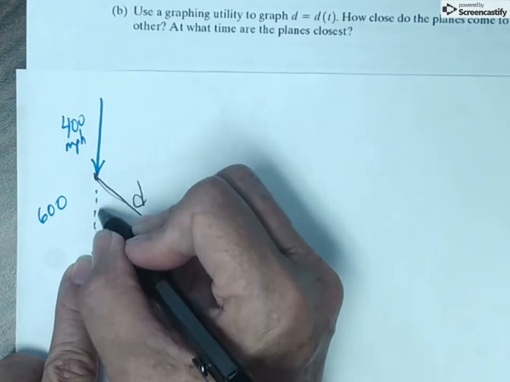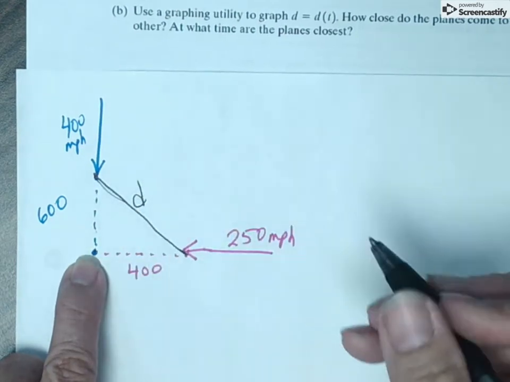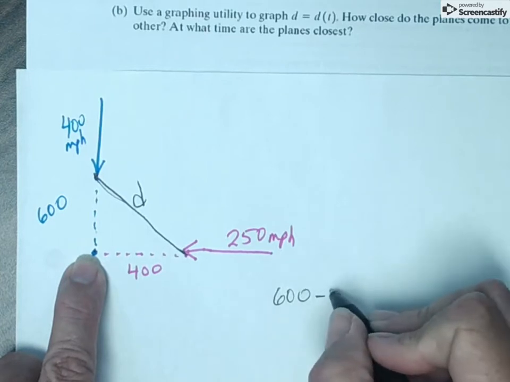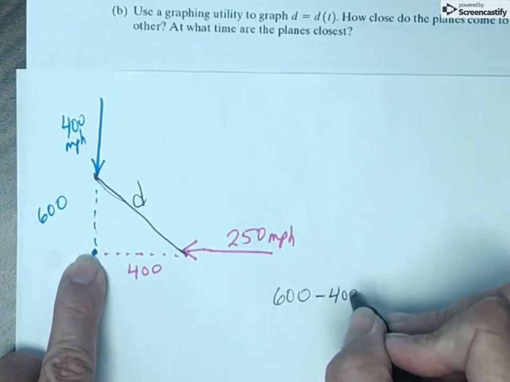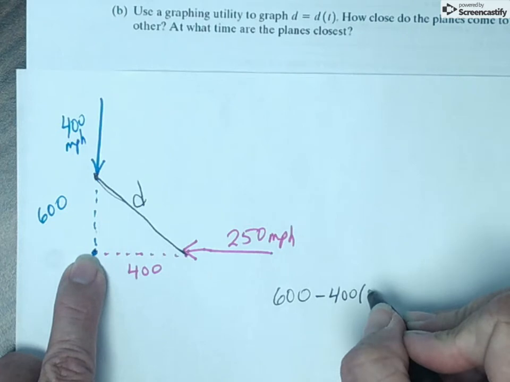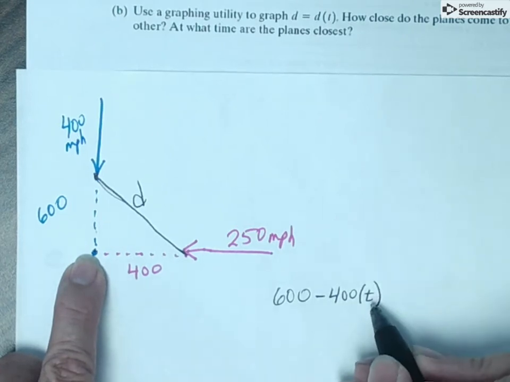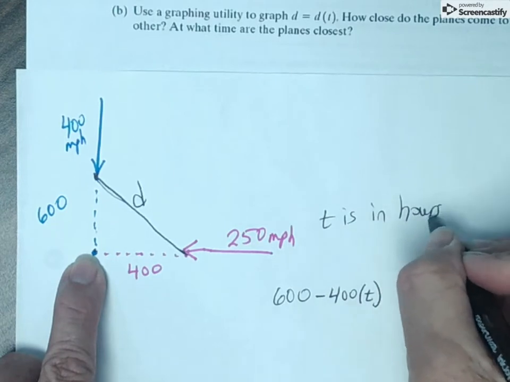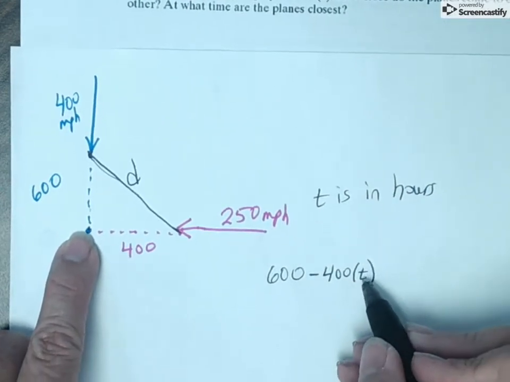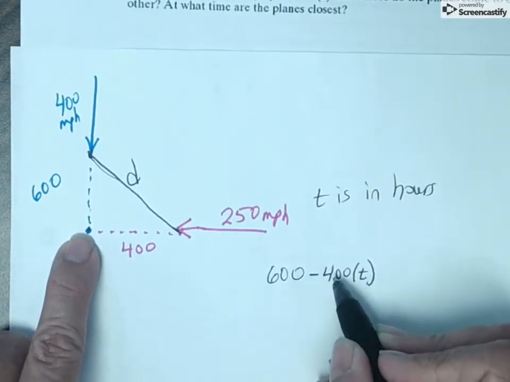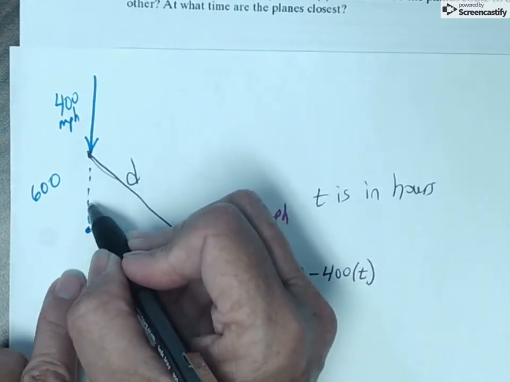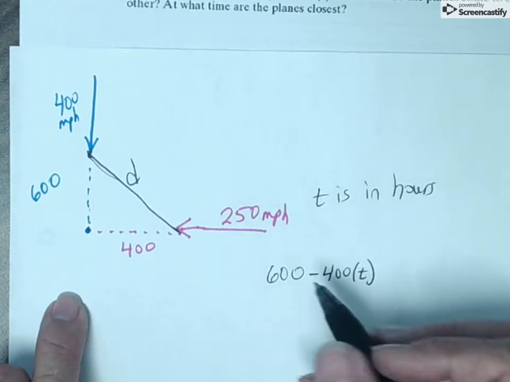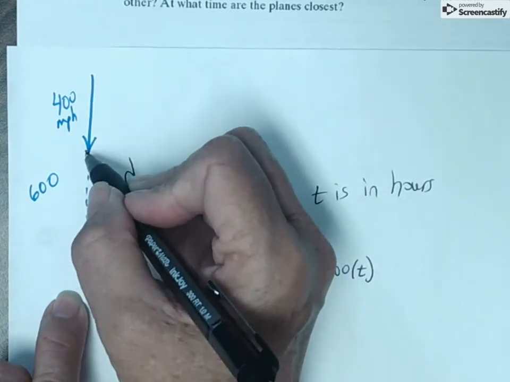So let's figure out an expression for this leg. It's going to be 600 minus our speed multiplied by t, since it wants it in terms of t. So t is in hours, because we're going miles per hour. So after 1 hour, we'd have to subtract 400 miles from here. After 2 hours, it's already gone past that intersection point. So that is this leg right here.